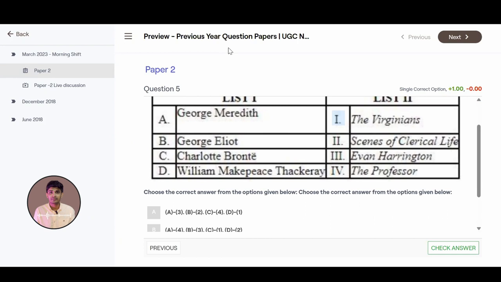All right. Next is George Eliot. George Eliot wrote Scenes of Clerical Life.